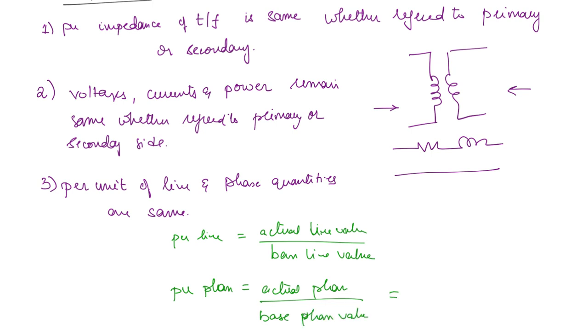Okay. Now the actual phase value in terms of the line voltage, let us say you are taking a star configuration and we are talking about the voltage. So what will happen? The actual phase value will be equal to the line value divided by √3, and similarly the base phase value is going to be the base line value divided by √3. √3 will get cancelled and you are going to get the same actual line value by base line value. Okay, so this is how the per unit value is going to remain the same for line and phase quantities. Okay, so this is one advantage.